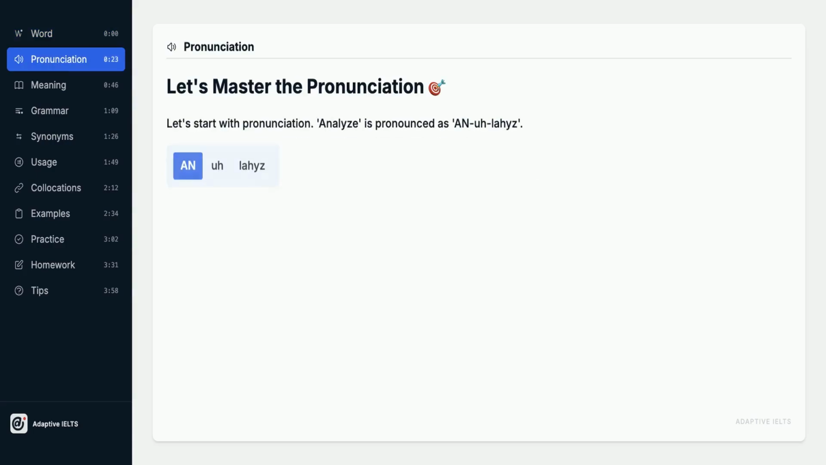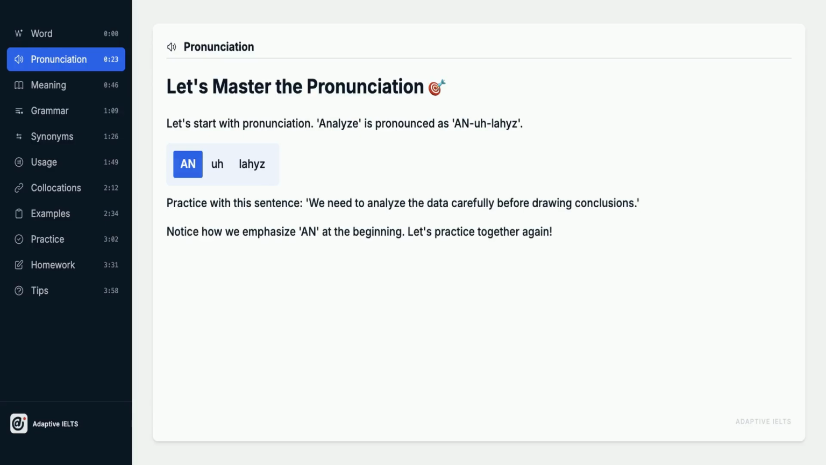Let's start with pronunciation. Analyze is pronounced "an-a-lyze." Break it down with me. An, stressed. A, quick. Lyze, like eyes. Practice with this sentence. We need to analyze the data carefully before drawing conclusions. Notice how we emphasize "an" at the beginning. Let's practice together again.